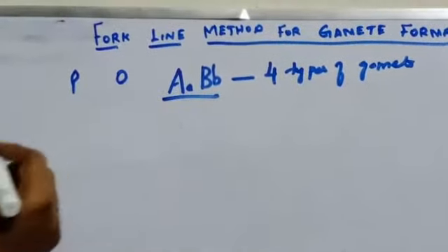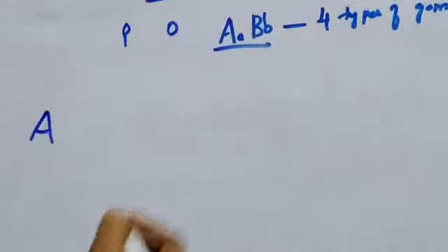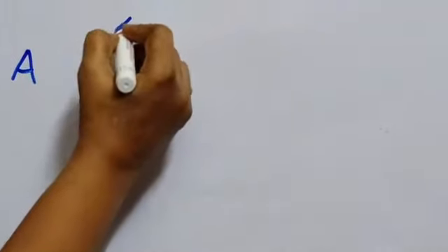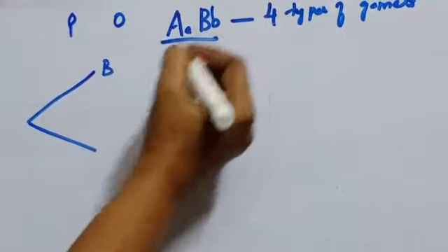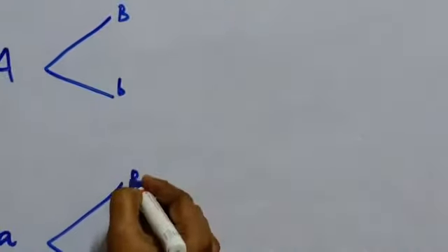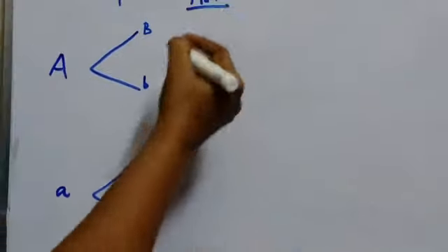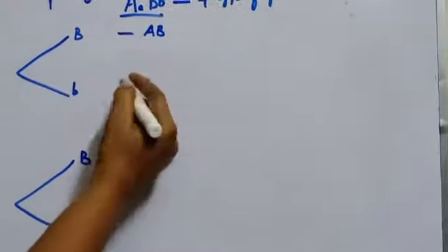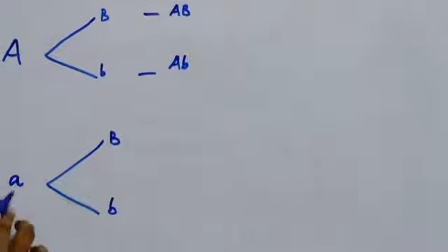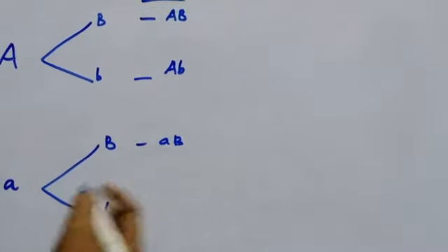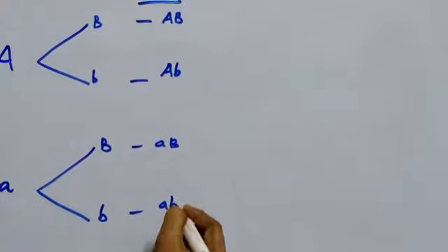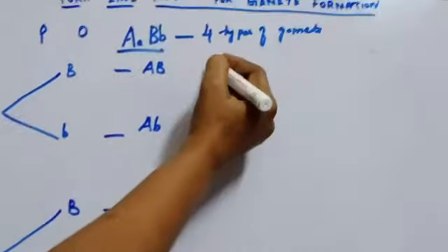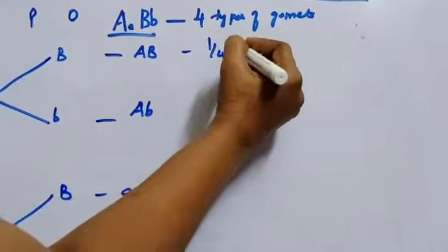First you write capital A and then small a, then capital B and then small b, the same for each. Now capital A with capital B, one gamete. Capital A with small b, another gamete. Small a with capital B, one gamete. Small a with small b, another gamete. So all these are 1 by 4, that is 25%.